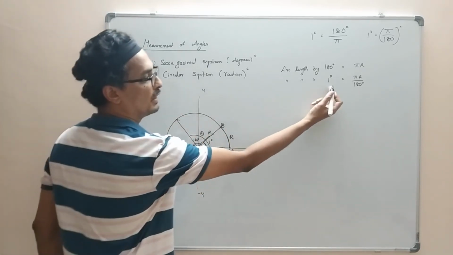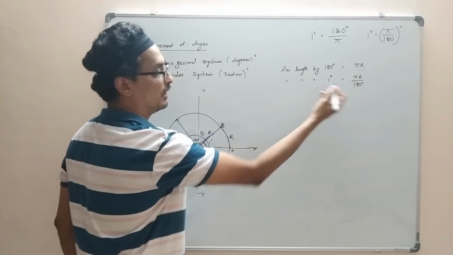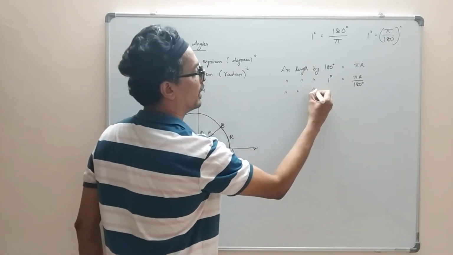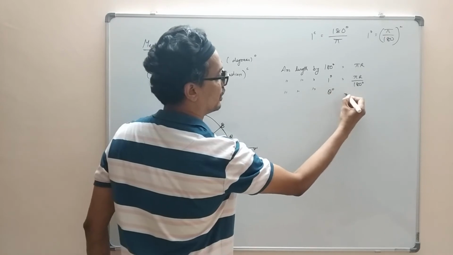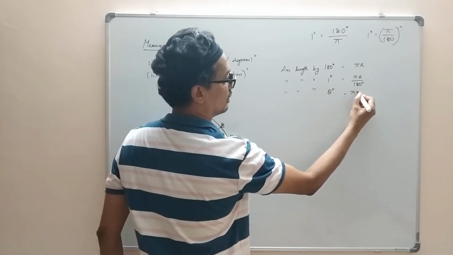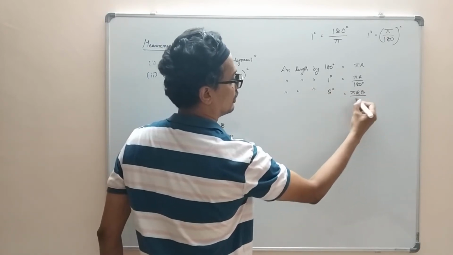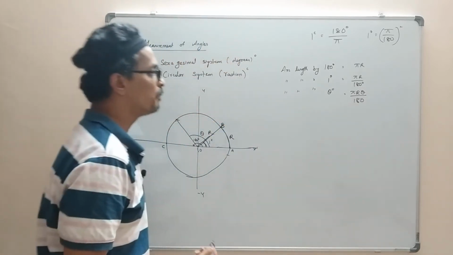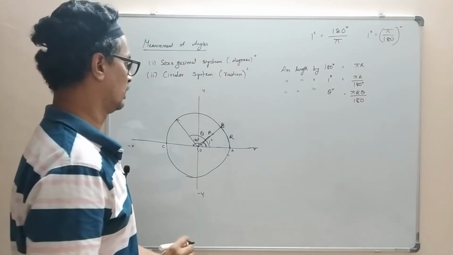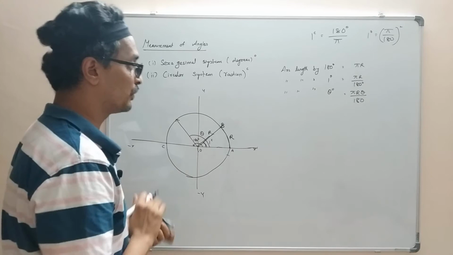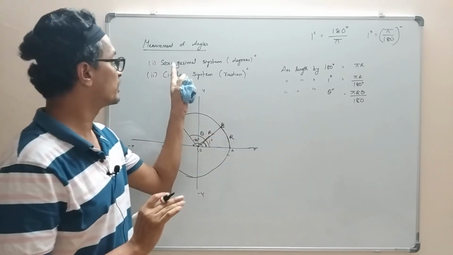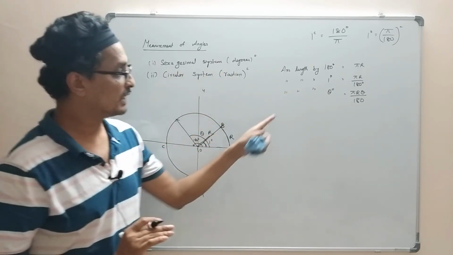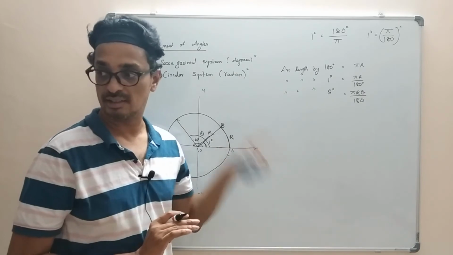Because I know 1 degree makes pi r by 180, the arc length for theta degree will be equal to how much? Pi r theta by 180. Okay. So this is the arc length. Now let us try to see the whole thing. This is based on which system? Sexagesimal system. So let us do the same thing in the circular system.